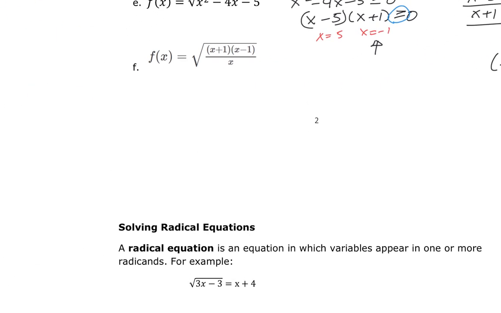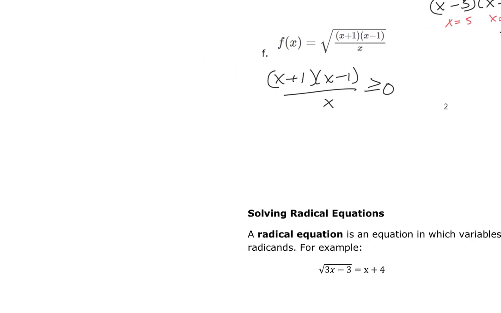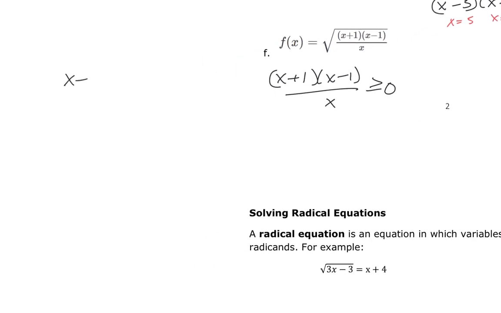Let's take a look at F. F is basically a rational inequality. So I have to have (x plus 1)(x minus 1) all over x has to be greater than or equal to 0. So again, I'm going to do a sign chart. So I'm going to have x plus 1, x minus 1, and x.